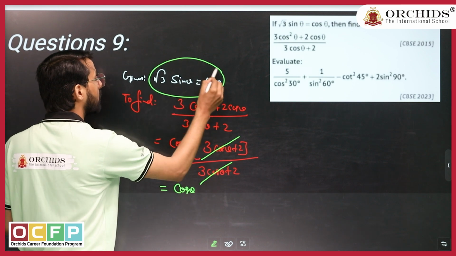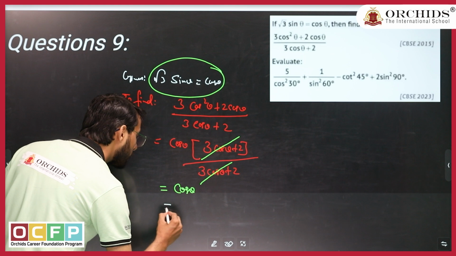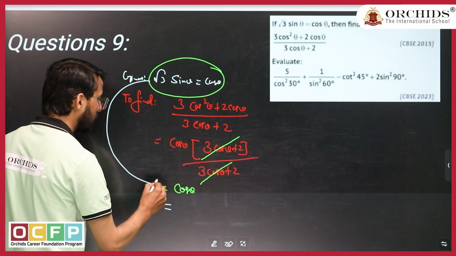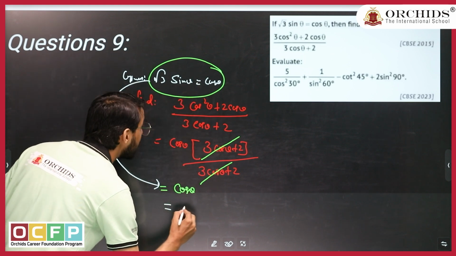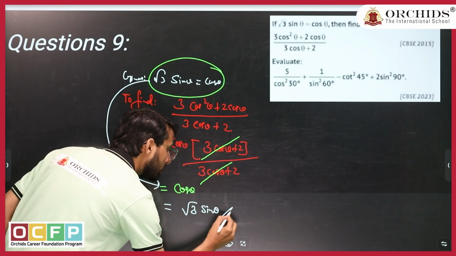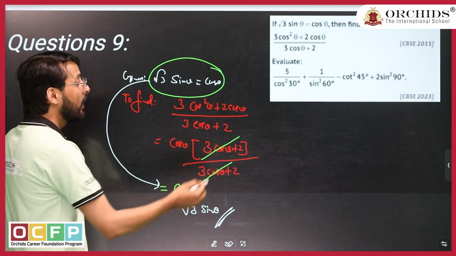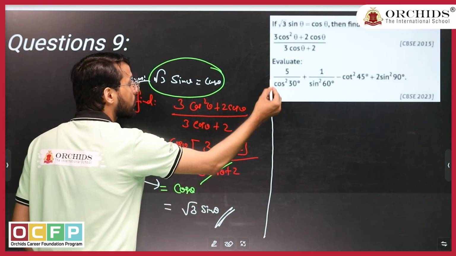From the given part, they have given cos theta equals root 3 sin theta. So our answer should be what? From the given part, relate it. Instead of cos theta, I can write root 3 sin theta, and this should be my resultant answer. Is it fine?